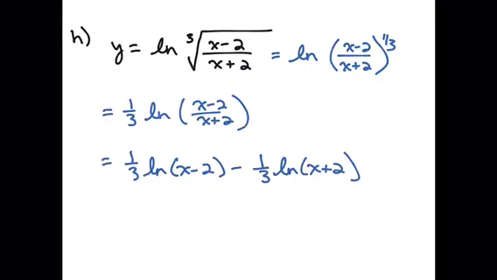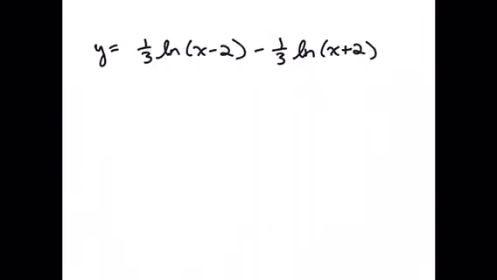Okay, so I haven't taken a derivative yet. All I've done is rewrite my function. Now, if we look at each term separately, I see a pretty simple chain rule problem. Here, my inner function is x minus 2, its derivative is 1. And for my second term here, my inner function is x plus 2, and its derivative is 1.